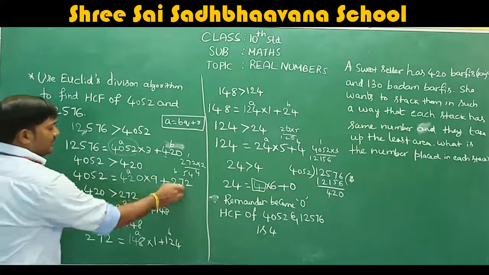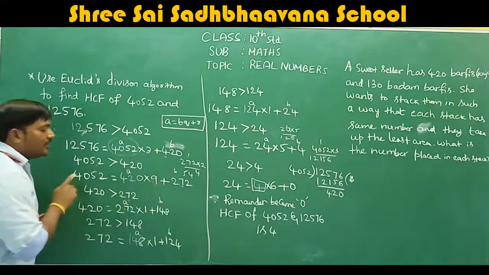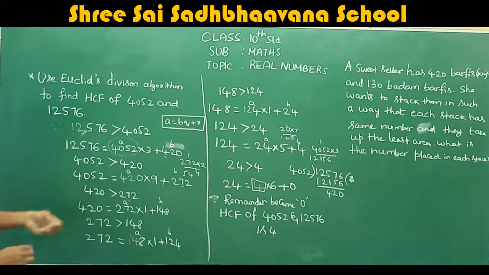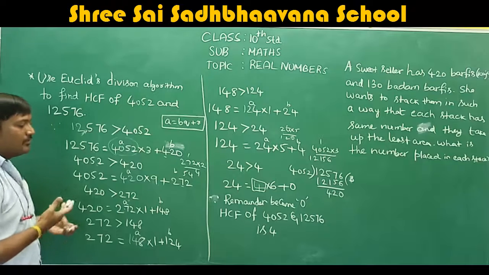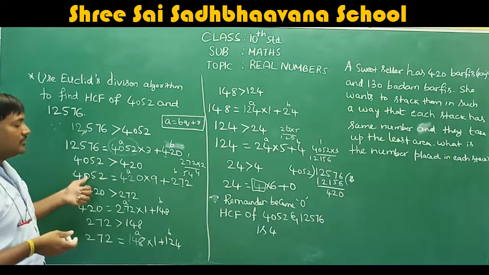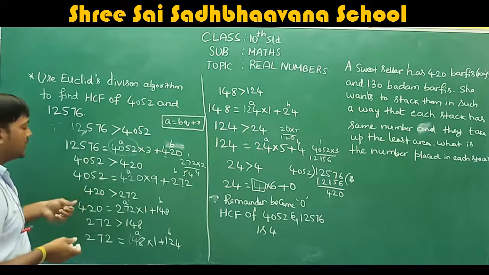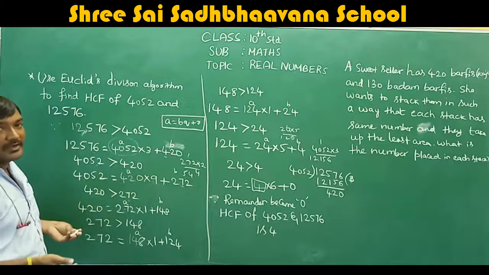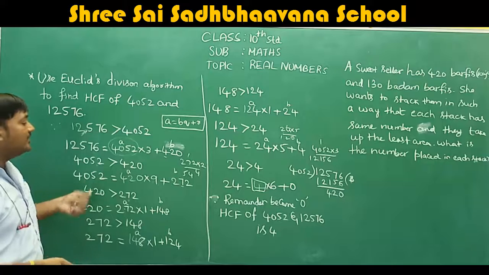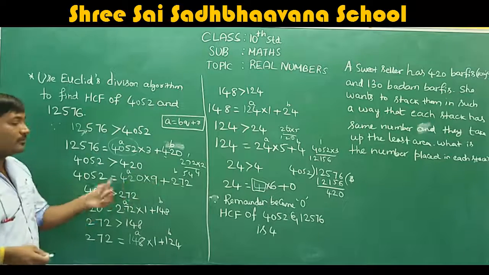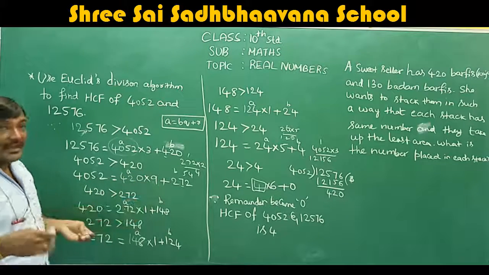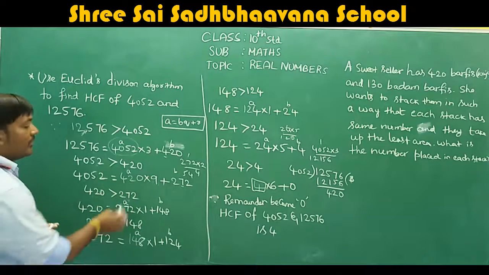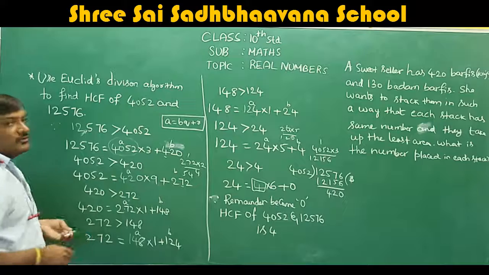Excuse me, and you will be getting, see, 10 times, obviously, 420 into 10, which will be more than this. You will get around 4,200, correct, which is greater than 4052. So 9 times only you can take. You cannot take 10 times. So that is the reason 9 times only, this stops. So 420 into 9, and the remainder you are getting is 272. So now again the same process you apply.